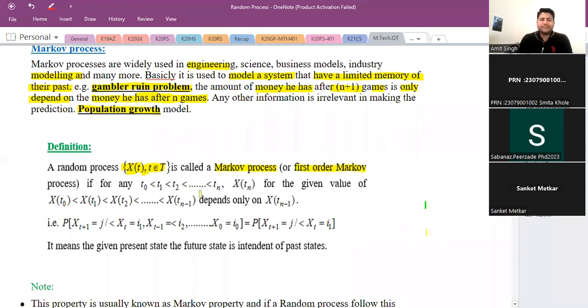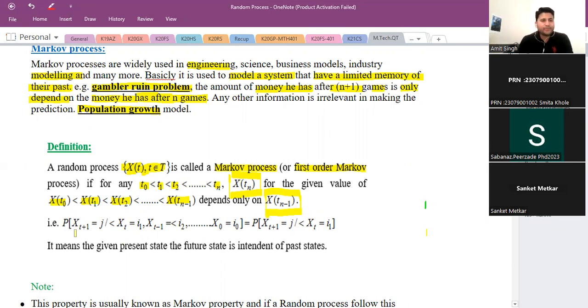Suppose we have time variables t0, t1, t2, ..., tn, and corresponding random variable values xt0, xt1, xt2, ..., xt n minus 1. We will call this process a Markov process if x of tn, the value of the random variable at time tn, depends only on the value of the random variable at time n minus 1. It doesn't matter whether n minus 2, n minus 3 and so on are given or not, we can find the value of x at tn if we know the information at time t of n minus 1.